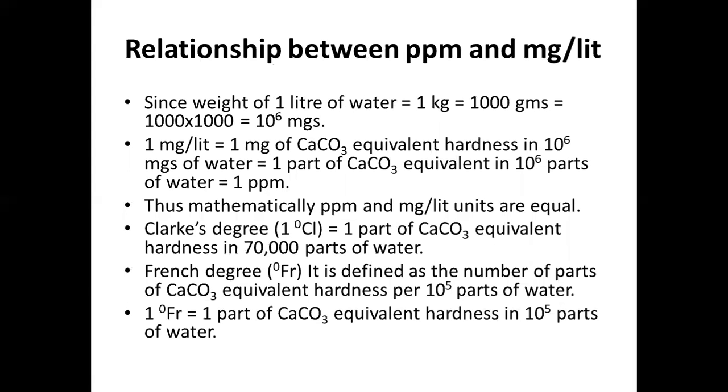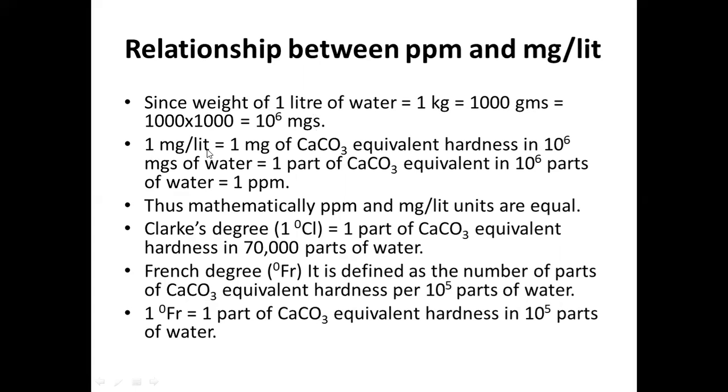Okay, very simple. Now let us see the relationship between ppm and mg per liter. What is the relationship between ppm and mg per liter? We can see here that 1 liter of water is nothing but 1 kg of water, which is 1000 grams of water, which is 1000 times 1000 milligrams of water, which is 10 power 6 milligrams of water.